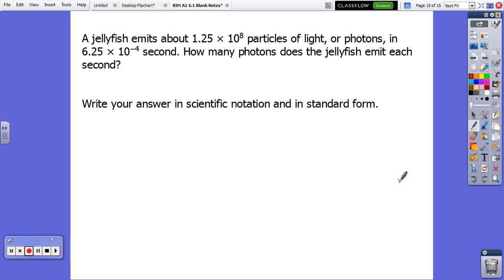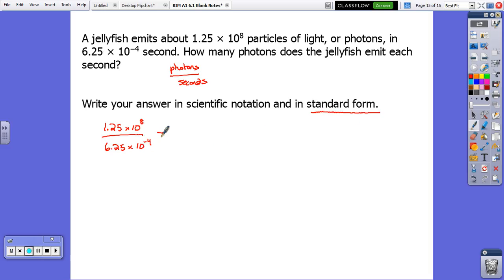So it says that a jellyfish emits about 1.25 times 10 to the 8th particles of light, or photons, in each 6.25 times 10 to the negative 4th second. So how many photons does the jellyfish emit each second? It wants us to write our answer in scientific notation and in standard form. All right, so we are talking about photons in each second. So think of that as photons over seconds, and that's what we're trying to find. So if we write photons, 1.25 times 10 to the 8th, over seconds, which is 6.25 times 10 to the negative 4th. Let's just start with standard form, all right?